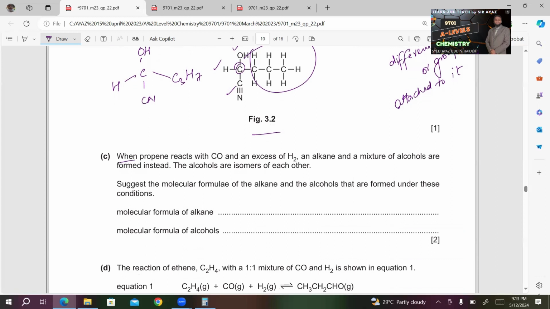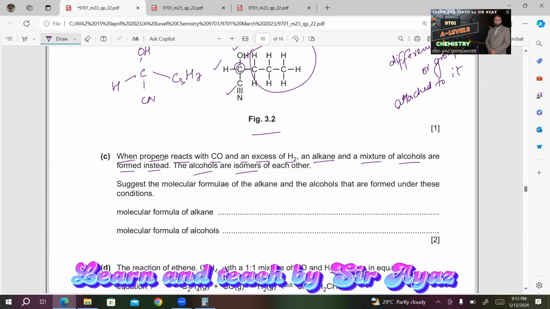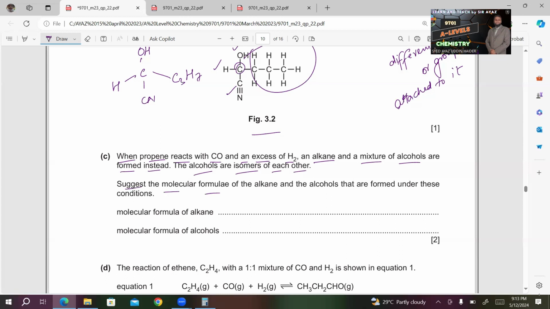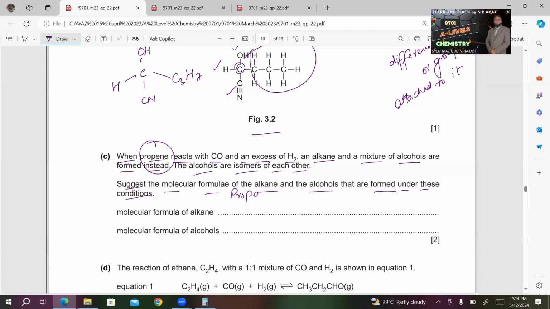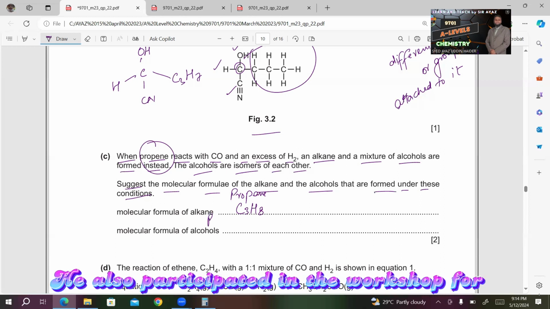C. When propene reacts with CO and an excess of H2, an alkane and a mixture of alcohols are formed. The alcohols are isomers of each other. Suggest the molecular formula of the alkane and the alcohols that are formed under these conditions. We have propene, so it must be forming propane. The alkane must be propane. What is the molecular formula of propane? So we'll get propane here, C3H8. What about the alcohol? We are getting propanol.